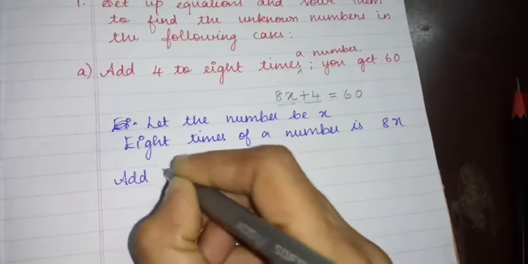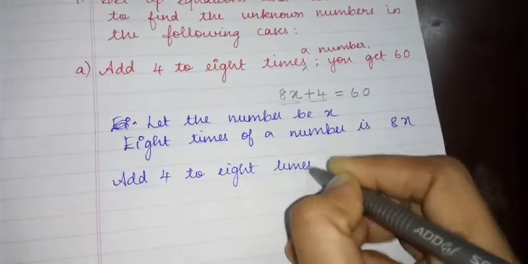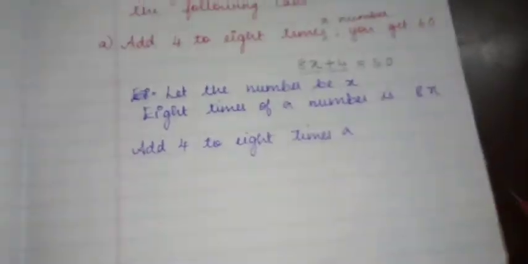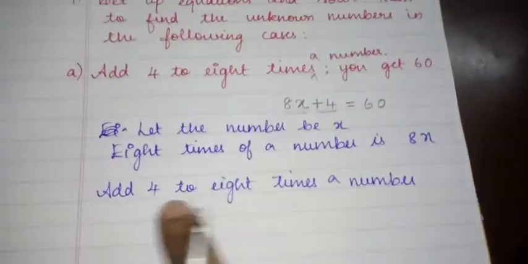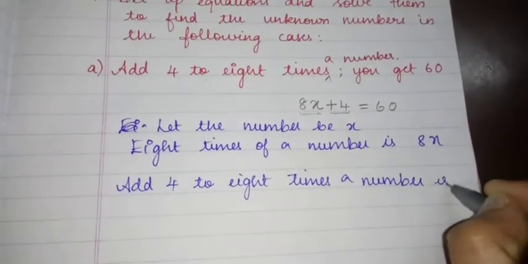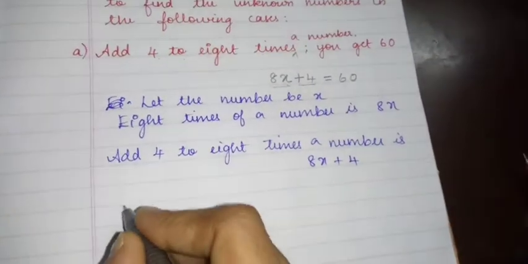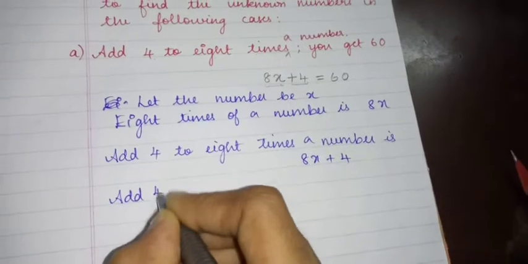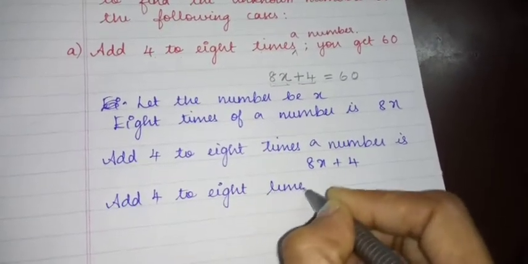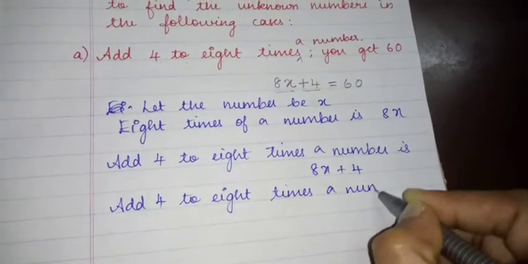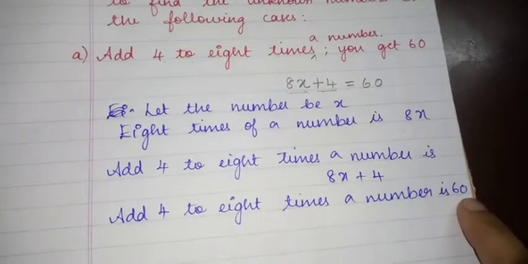So add 4 to 8 times of a number is what? 8x plus 4. Okay, so you will get: add 4 to 8 times of a number is 60, right? This is what is given in your question, children.